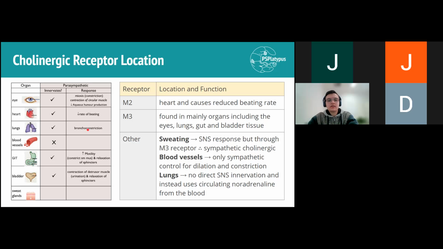So I won't talk about this too much. But as a quick summary, remember that M2 is in the heart and I encouraged you to think about this before. Hopefully you thought that if it's in the heart and it's causing parasympathetic stimulation, it's going to reduce the beating rate. With M3, it's generally found in most of your other organs, including in the eyes. So you can see the eyes, the lungs, the gut, the bladder. Most of the other tissues basically will be M3.